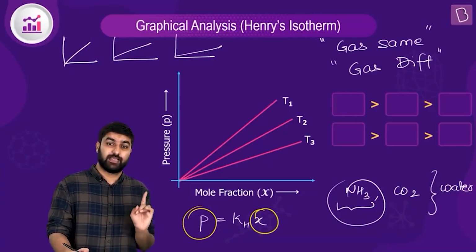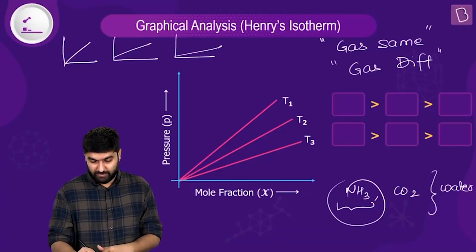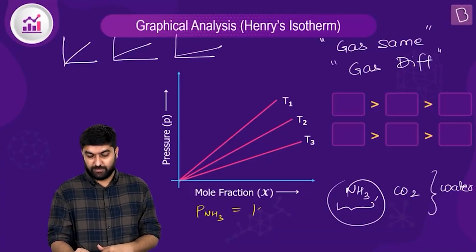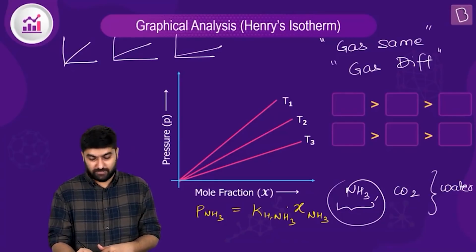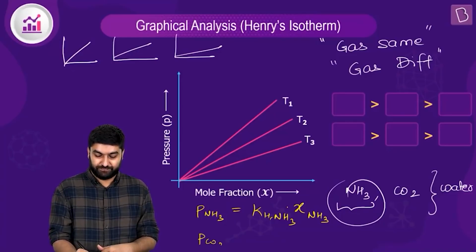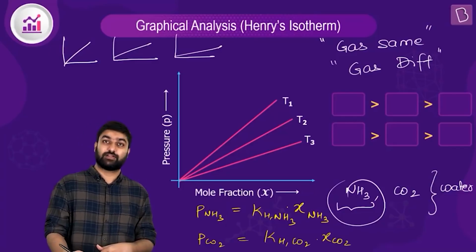Think about it again. What did I say? Partial pressure of NH3 will be equal to KH for NH3 multiplied by the mole fraction of NH3 inside the solution. Partial pressure of CO2 will be the Henry's law constant for CO2 multiplied by its mole fraction.